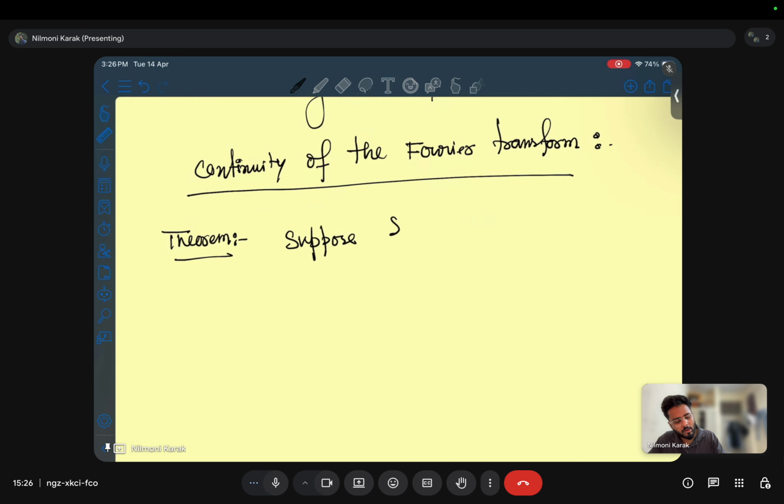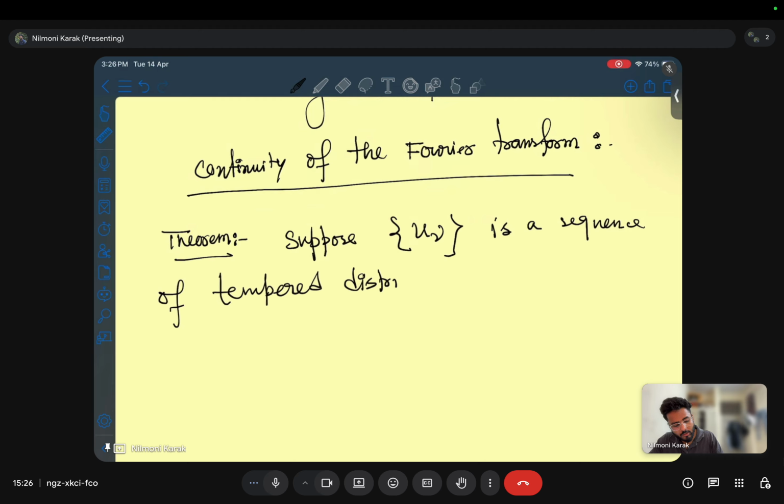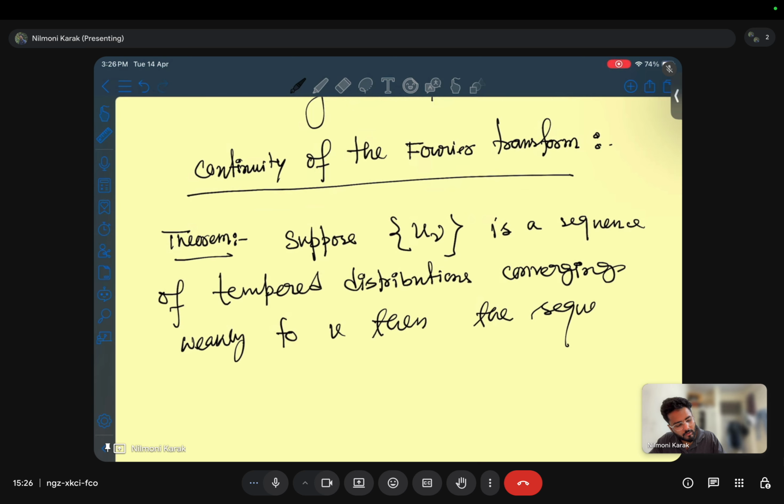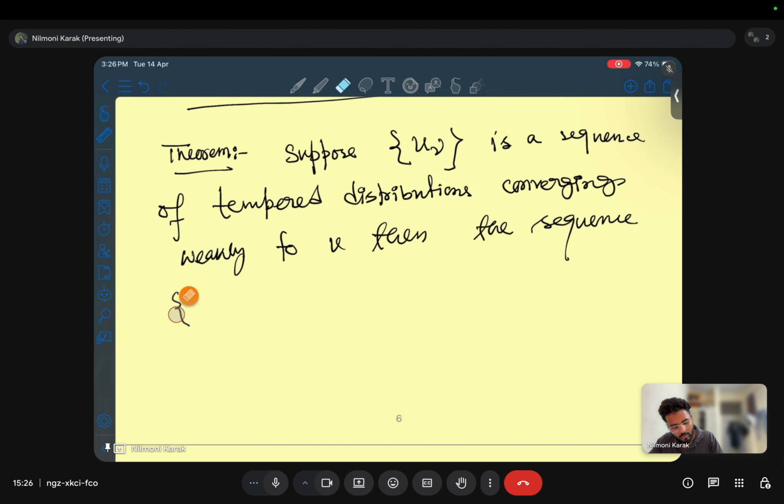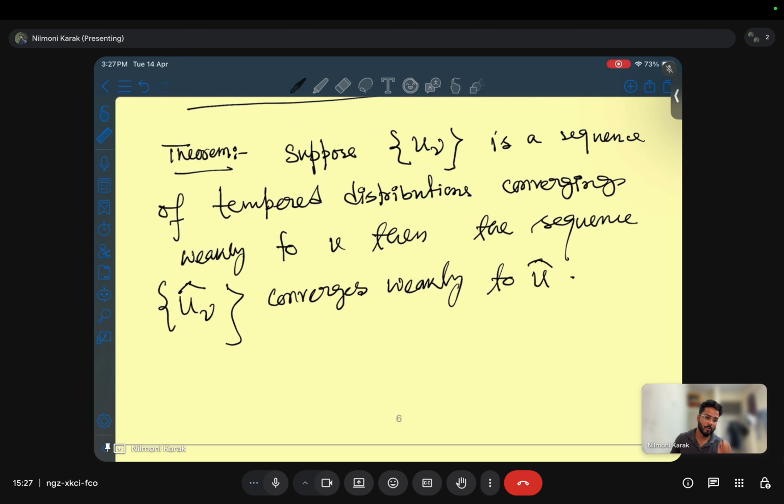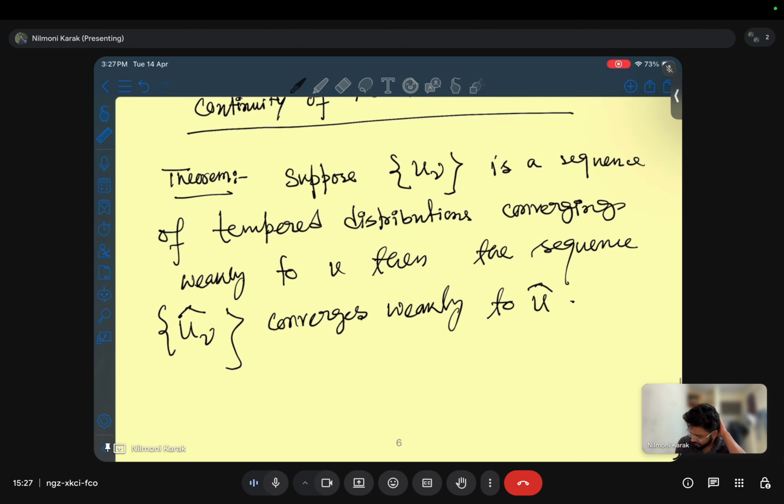Suppose un is a sequence of tempered distributions converging weakly, then the sequence of Fourier transforms converges weakly. The proof is similar to the one for differentiation, and okay, let us see.